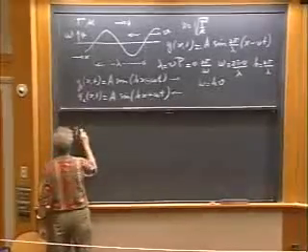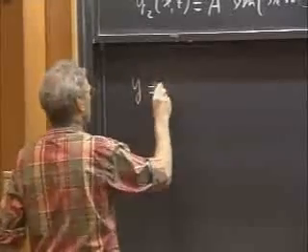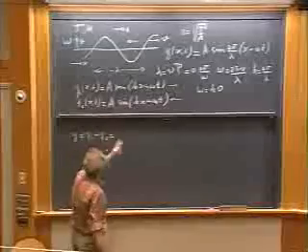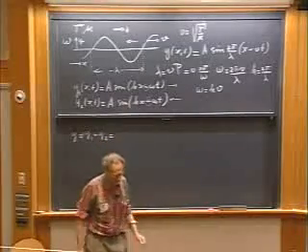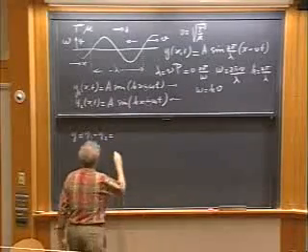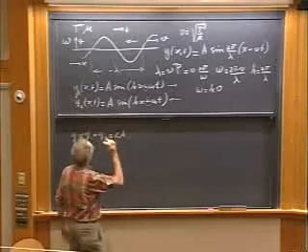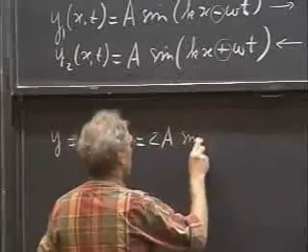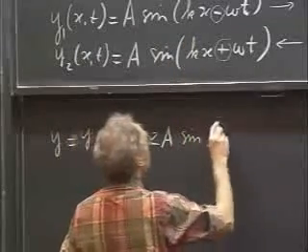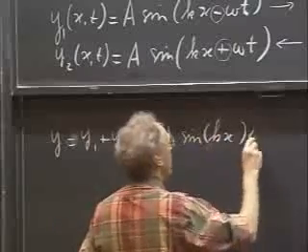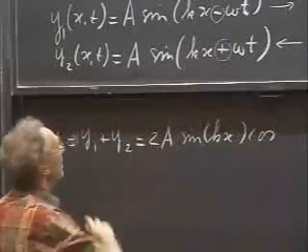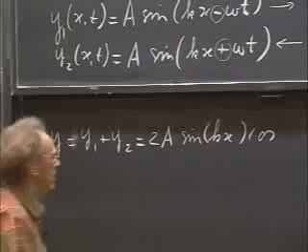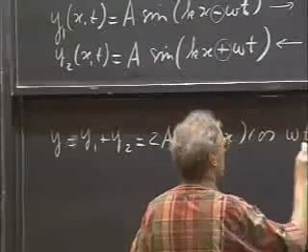And so y, which is then the total displacement, is y1 plus y2. And so I get the sine of alpha plus the sine of beta. That is twice, so that becomes 2A times the sine of half the sum. Half the sum becomes kx, times the cosine of half the difference. Half the difference would be minus omega t, but minus and plus for cosine is the same thing, so I will just write down cosine omega t.